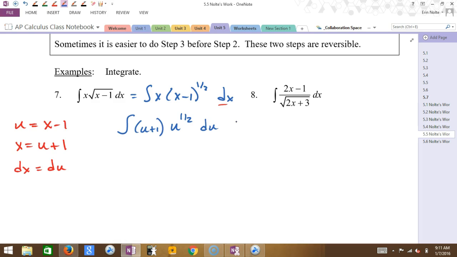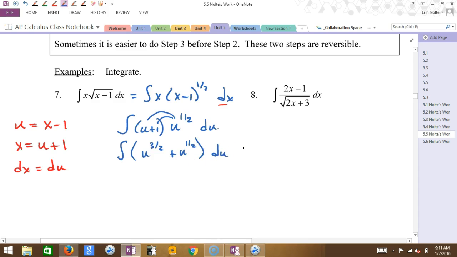Okay. So at this point, I am now going to simplify my integral and just integrate. So I would just distribute this u through. So what is u times u to the 1/2? U to the 3/2. And what is 1 times u to the 1/2? U to the 1/2 du.